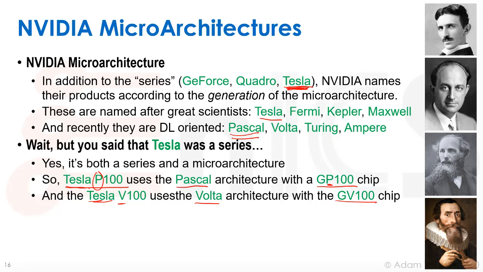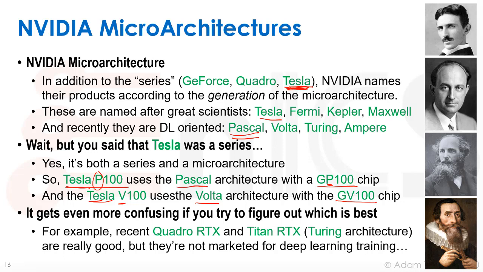Actually, this has really confused people, and last week NVIDIA came out with their new Ampere chips, the A100, and they don't call it Tesla anymore, probably to remove this complication. Okay, it gets even more confusing when you try to figure out which is the best card.